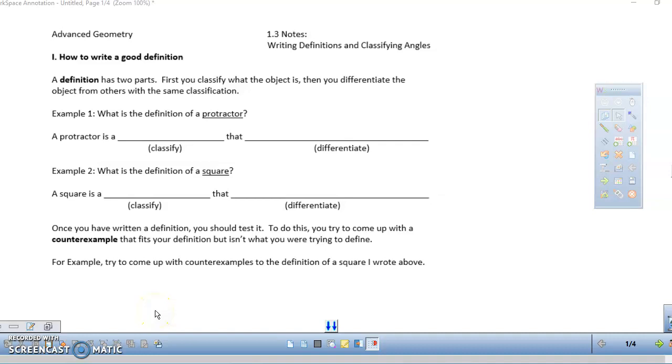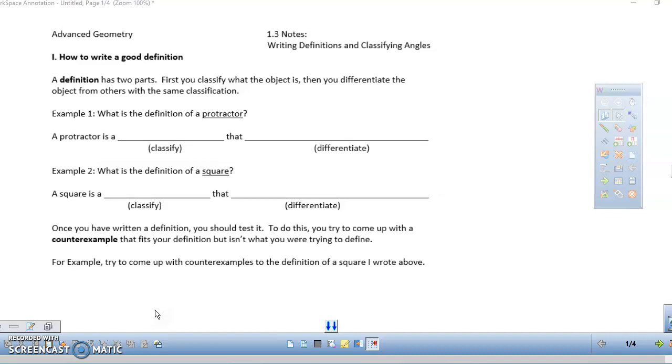Hello, Advanced Geometry. So today we are going to talk about how to write a proper definition and classifying angles and types of lines. So a definition has two parts. You first need to classify the object. So what type of object is it?